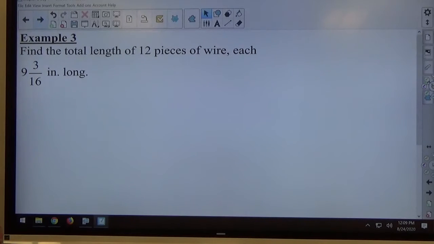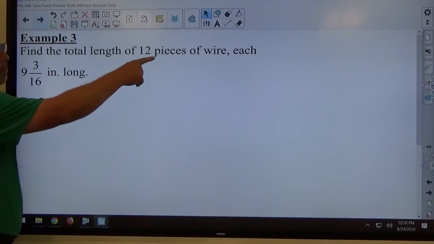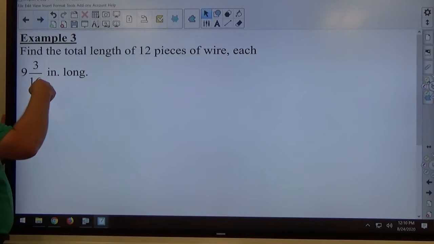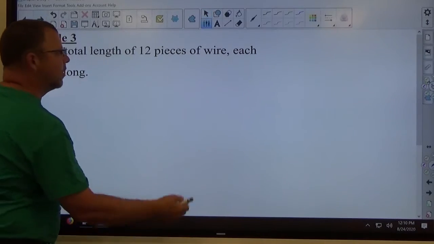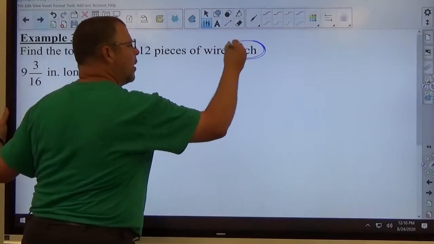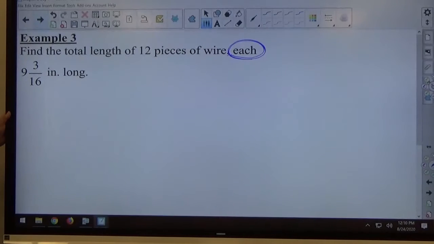Okay, find the total length of 12 pieces of wire, each 9 3/16 inches long. So, if we want to find the total length, typically we hear the word total, we think add, right? But in this case, we have 12 pieces, every one is 9 3/16. So, the word each quite often is going to lead to a multiplication scenario.